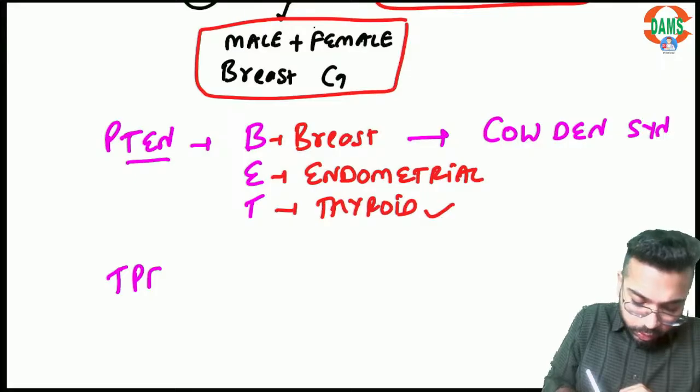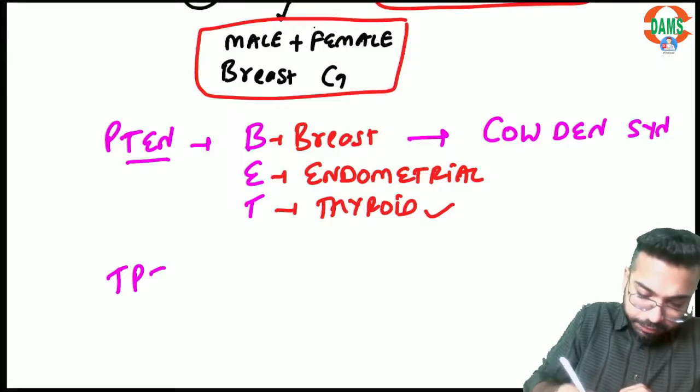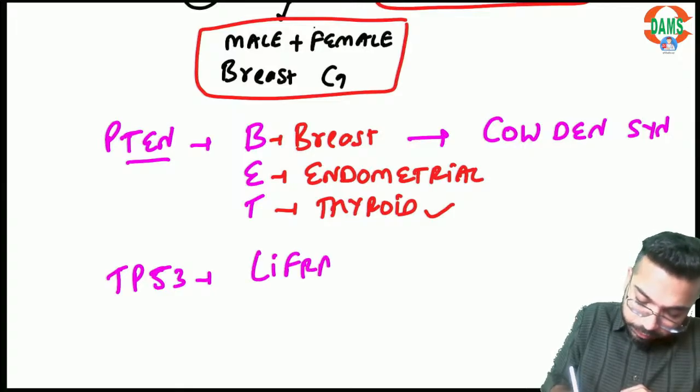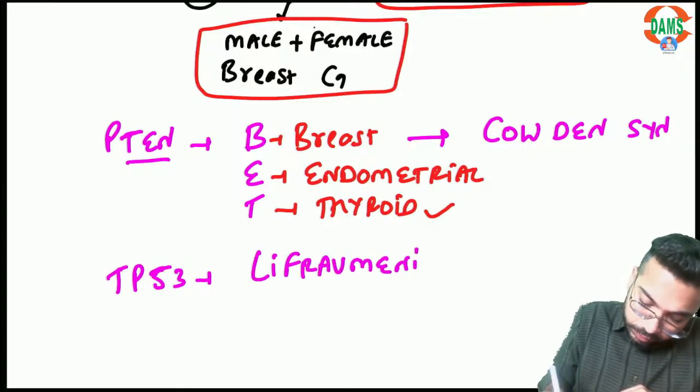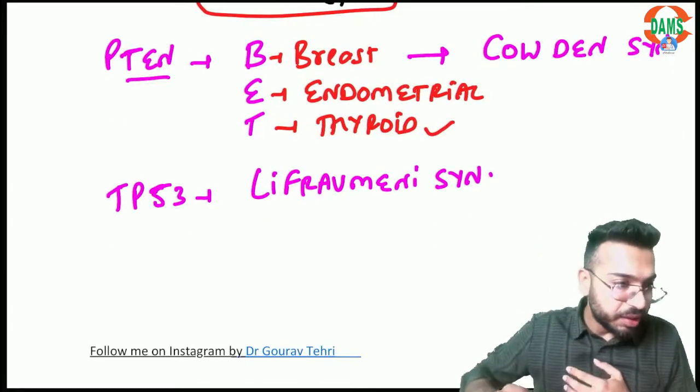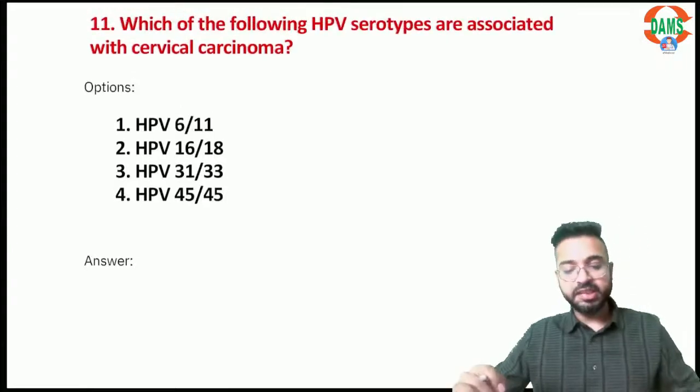TP53 we all know. TP53 will lead to Li-Fraumeni syndrome, where there is no association with the mucosal neuromas. Right? Done.